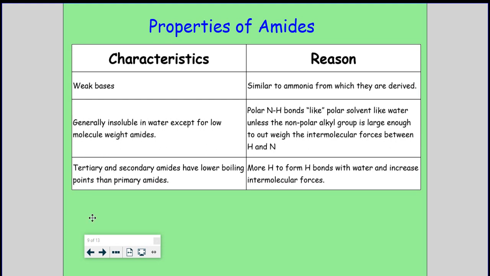And just off of that, a bit more detail, tertiary and secondary amides have lower boiling points than primary amides. So from the primary amide, there are more hydrogens to form hydrogen bonds with water and increase intermolecular forces there.